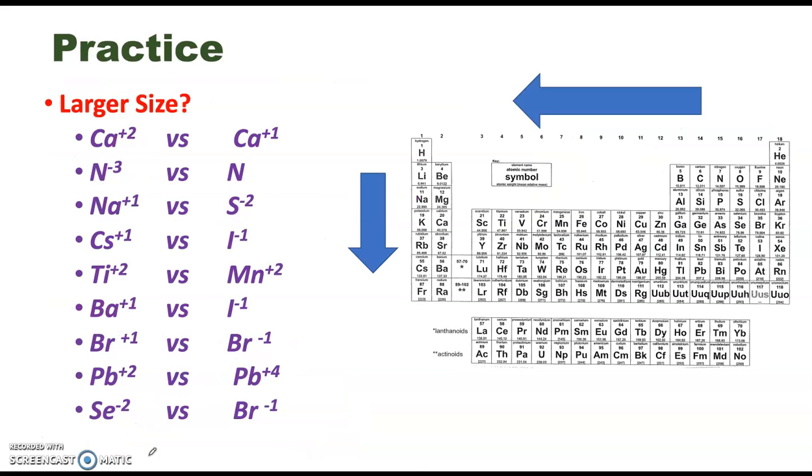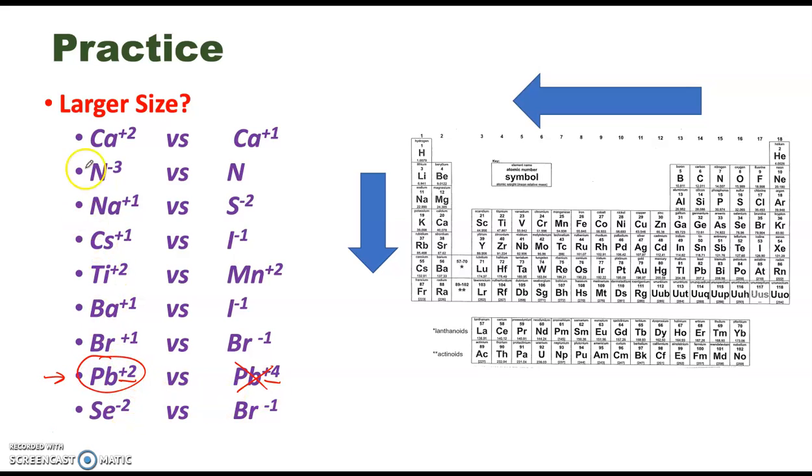So let's do some examples together. Let's start with the first rule. Let's find our rule number 1. Perfect, here's rule number 1. They're both cations. This one has lost 2 electrons. This one has lost 4. So this one's going to be smaller because it has less electrons. This is going to be bigger.